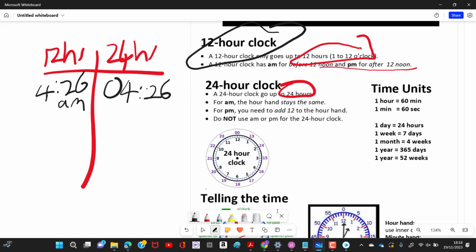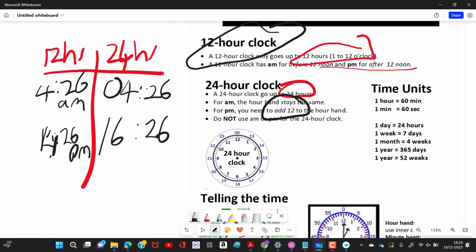If it's PM, let's say 4:26 PM, the minutes stay the same, but for the hour, I have to add 12. So 4 plus 12 is 16. And the 24-hour clock does not have AM or PM. It's really important. No AM or PM. So do not use AM or PM.